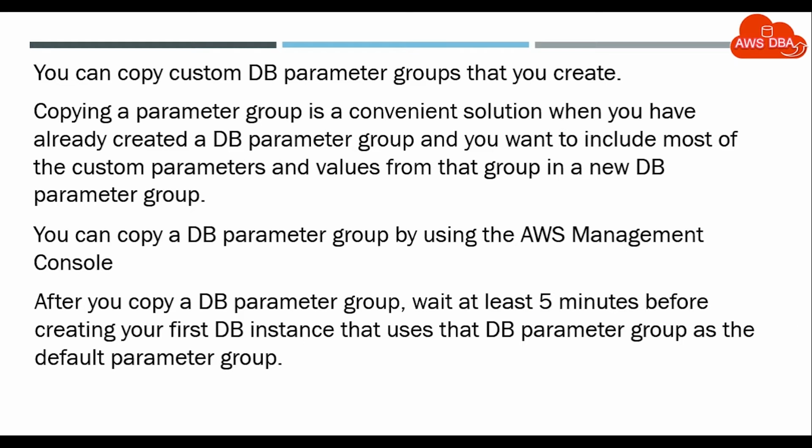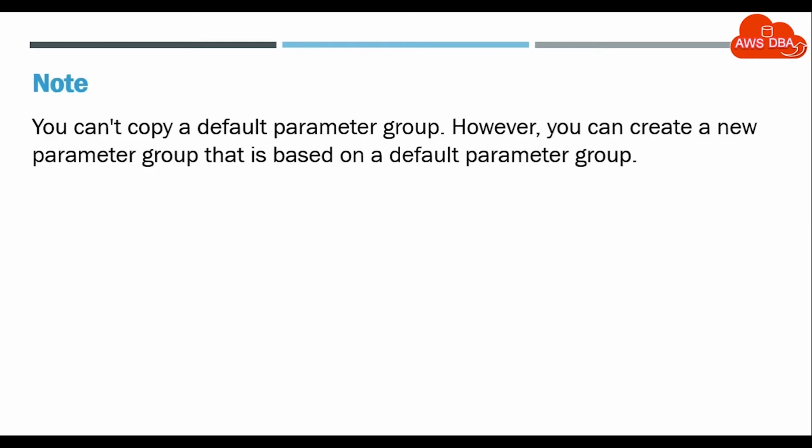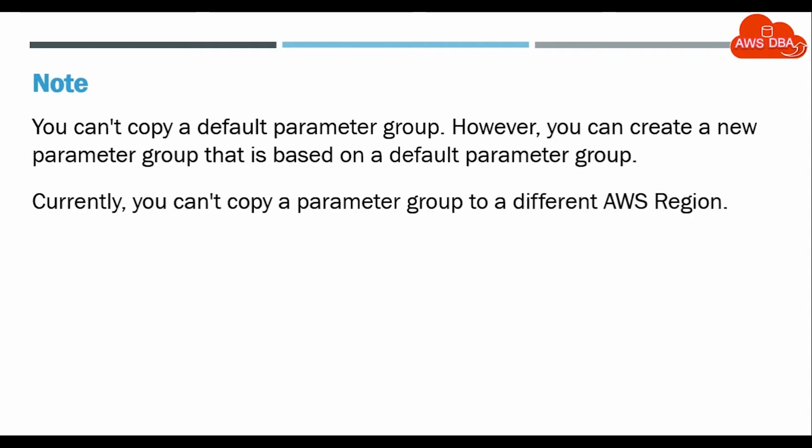After you copy a DB parameter group, wait at least 5 minutes before creating your first DB instance that uses that DB parameter group as the default parameter group. You can't copy a default parameter group. However, you can create a new parameter group that is based on a default parameter group. Currently, you can't copy a parameter group to a different AWS region.